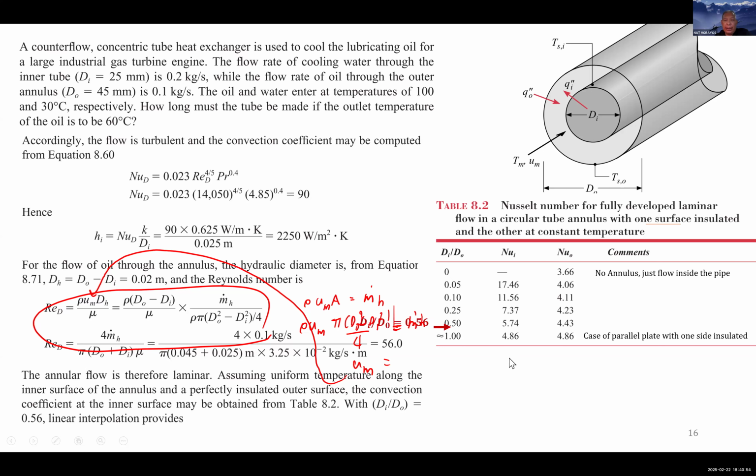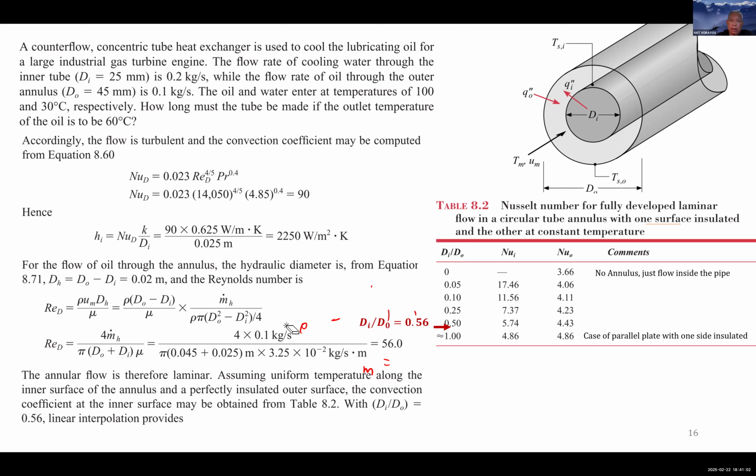So by using the interpolation, let me erase this. DI over DO equal to this. Make the interpolation, and your Nu_i is going to be 5.63. Okay, so you use the Nu_i, and their hi is your ho. Rearrange this equation, finding the ho, and you're going to have 38.8.